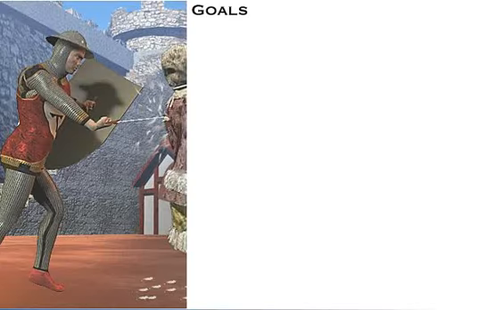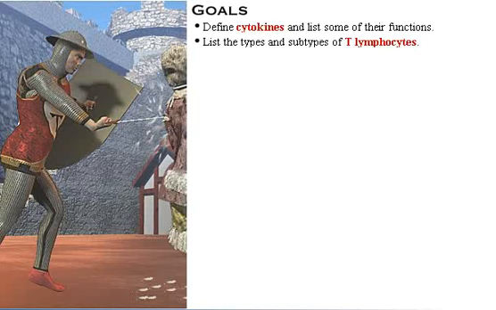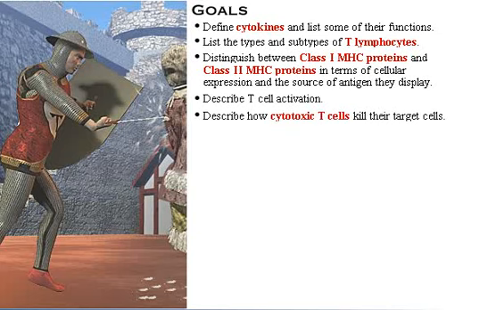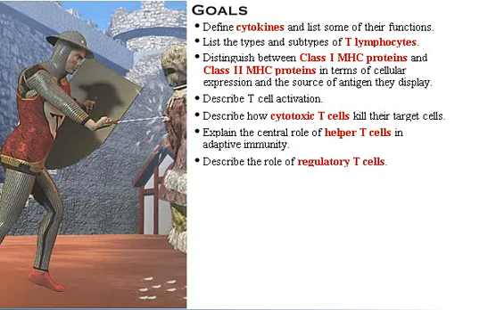Your goals for learning are to define cytokines and list some of their functions, to list the types and subtypes of T lymphocytes, to distinguish between Class I MHC proteins and Class II MHC proteins in terms of cellular expression and the source of antigen they display, to describe T cell activation, to describe how cytotoxic T cells kill their target cells, to explain the central role of helper T cells in adaptive immunity, to describe the role of regulatory T cells. Here's what you need to know.